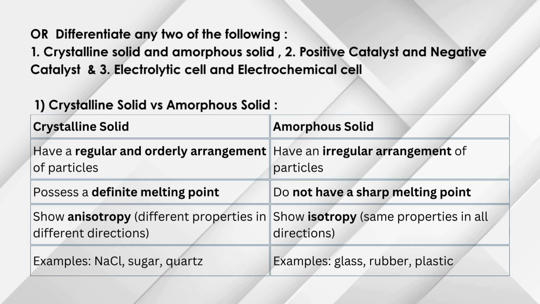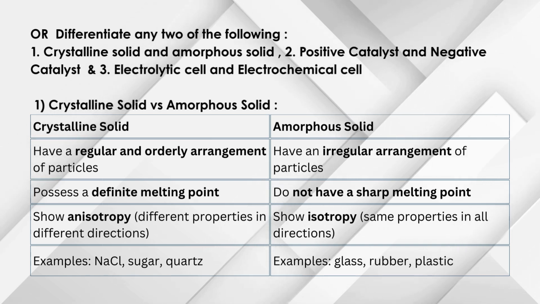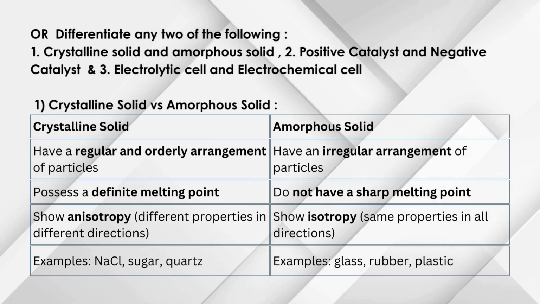Number 1. Crystalline solids have a regular and orderly arrangement of particles. Amorphous solids have an irregular arrangement of particles. Number 2. Crystalline solids possess a definite melting point. Amorphous solids do not have a sharp melting point. Number 3. Crystalline solids show anisotropy: different properties in different directions. Amorphous solids show isotropy: same properties in all directions.